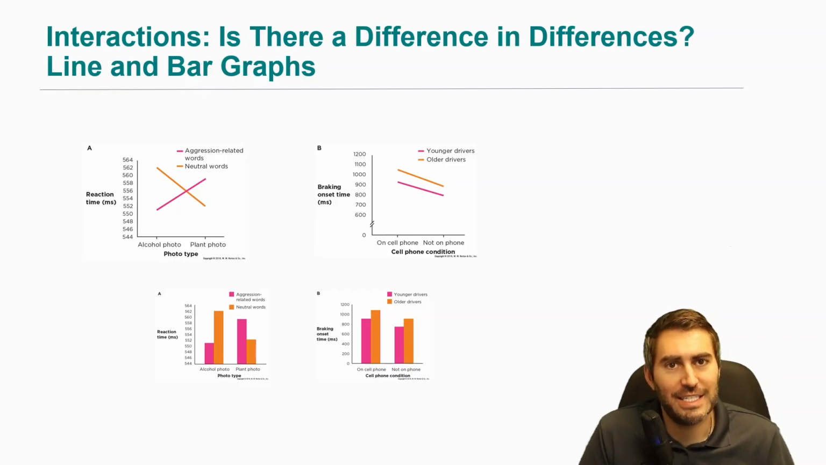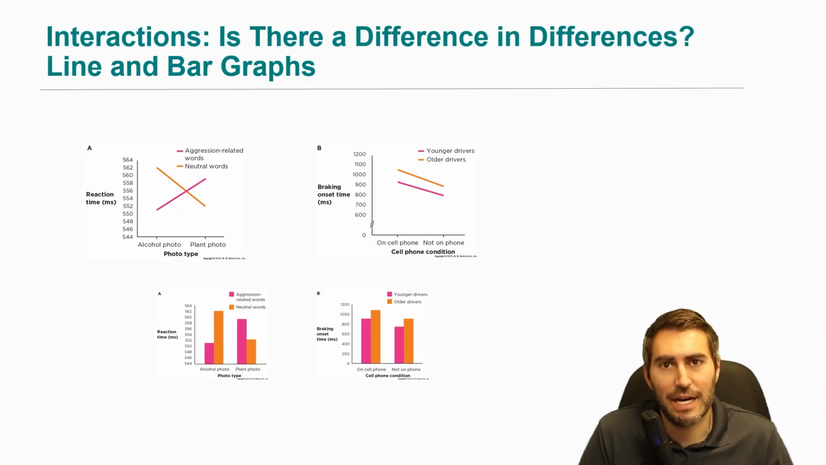Now, it's much easier to detect interactions from a graph rather than computing them from a table. If the results are plotted in a line graph, as in the top two examples here, you look to see if the lines are parallel. In the graph on the top left, the lines are not parallel, so there is an interaction between word type and photo type. The lines are crossing each other. In the graph on the top right, the lines are close to parallel, so there probably is no interaction between age and cell phone condition. In both cases, you would need to perform a significance test still to find out for sure, but you can start with the graph to get an idea.